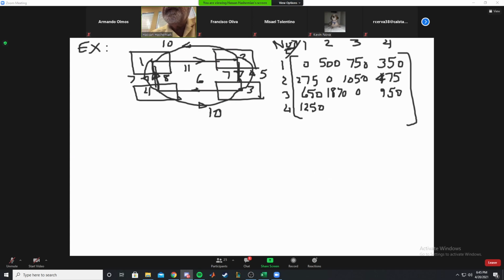Okay? And you get 350, and you get 2050, and then you get 0. So this is what we call the origin destination table. These are the volumes, which is vehicles per hour.